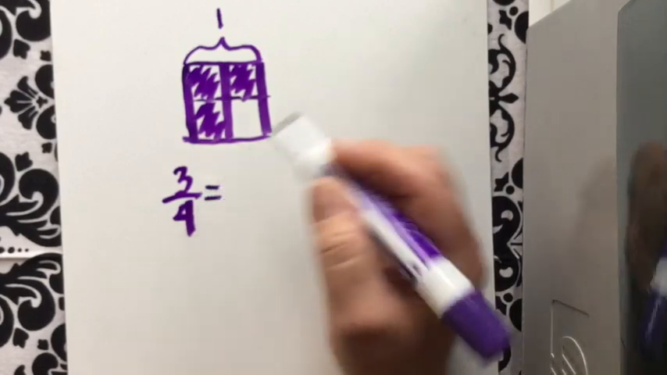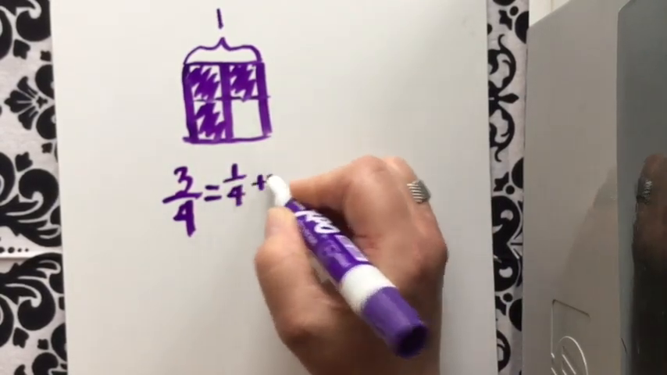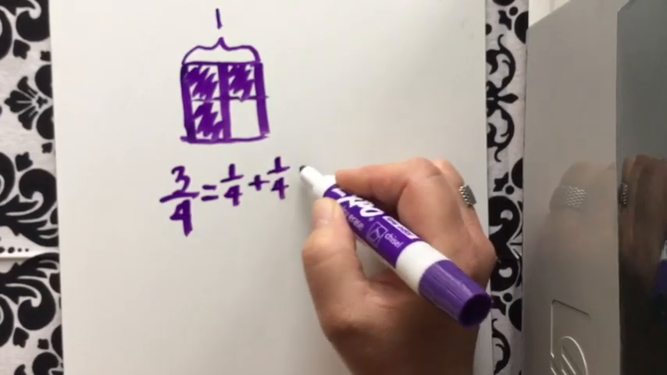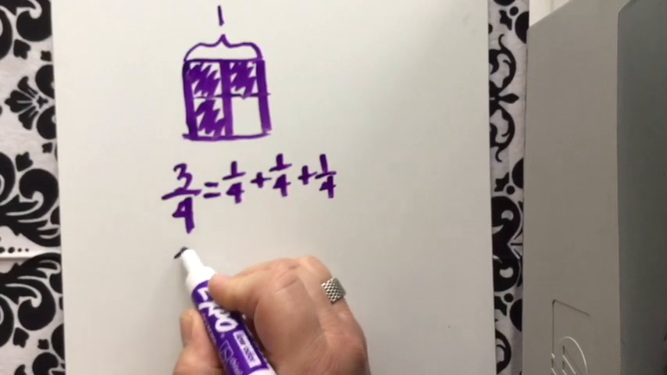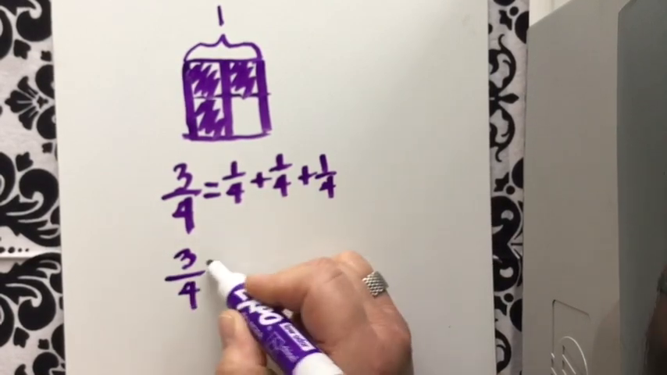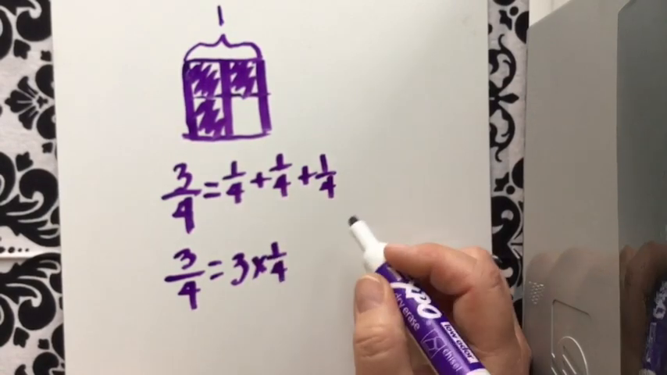With adding, we would say 3/4 is equal to 1/4 plus 1/4 plus 1/4. To multiply that, we would say 3/4 is equal to 3 times 1/4.